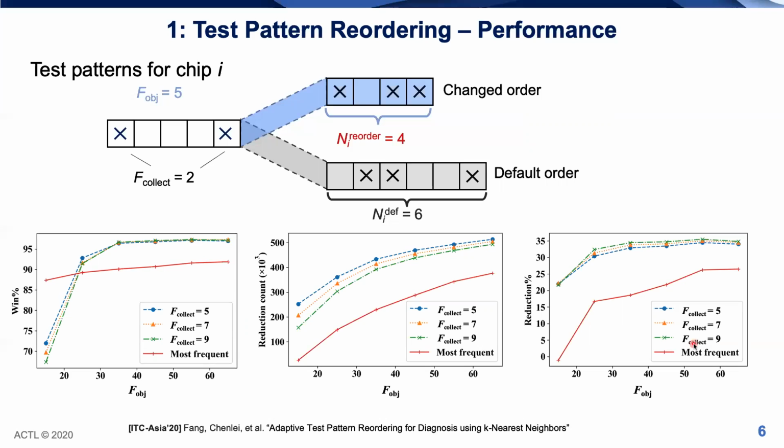The figures show the test cost reduction for different F_obj and F_collect values of a high volume manufactured chip in 90 nanometer technology. When F_obj is larger than 25, the probability that the reordered pattern wins exceeds 90%. The level of pattern reduction count is also significant. The greatest reduction count is over 500,000 patterns. Finally, the third measure, reduction percent, is as high as 35% compared to the default order.